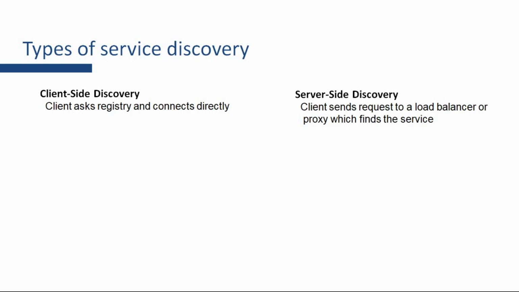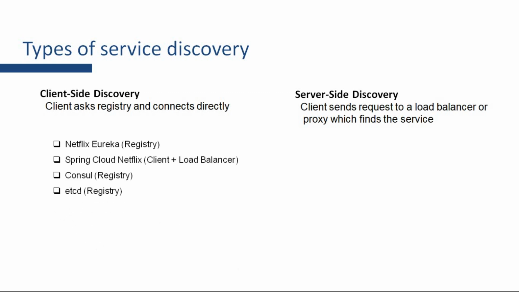Let's talk about some common components used in client-side service discovery. First, we have Netflix Eureka. This acts as the service registry where services register themselves and discover others. Then comes Spring Cloud Netflix. It provides the client-side functionality along with a built-in load balancer that helps choose which service instance to call. Another popular option is Consul. It also works as a service registry and is widely used outside of the Netflix ecosystem. And finally, there's etcd, a lightweight and reliable key value store that can be used for service registration and discovery, especially in Kubernetes environments.